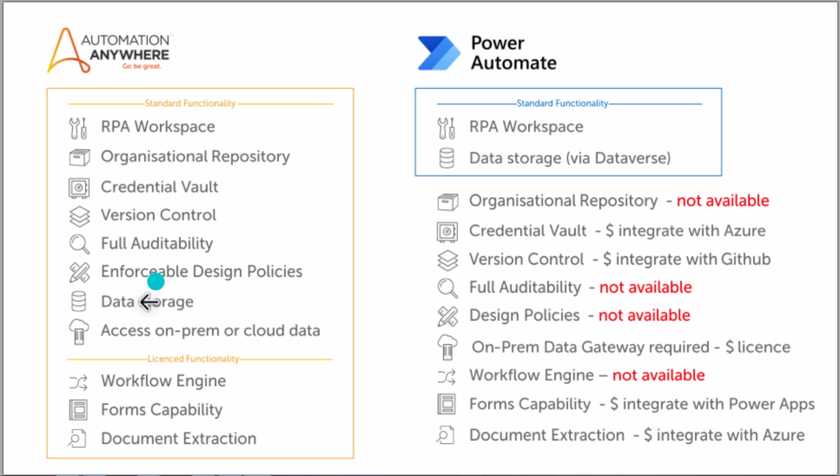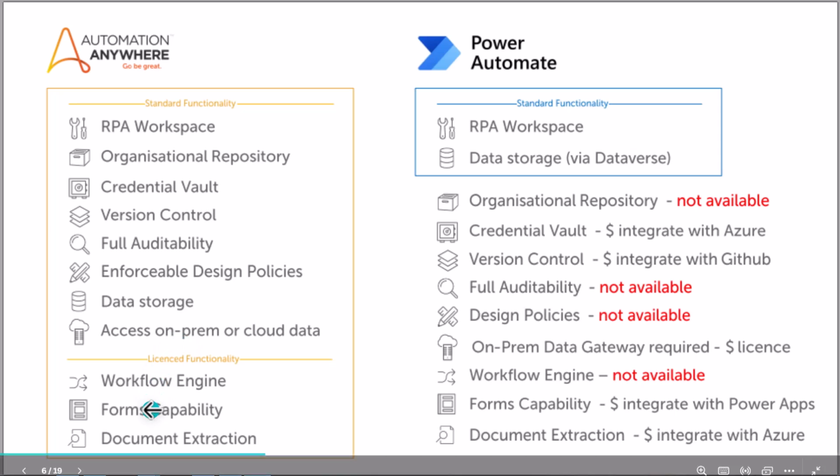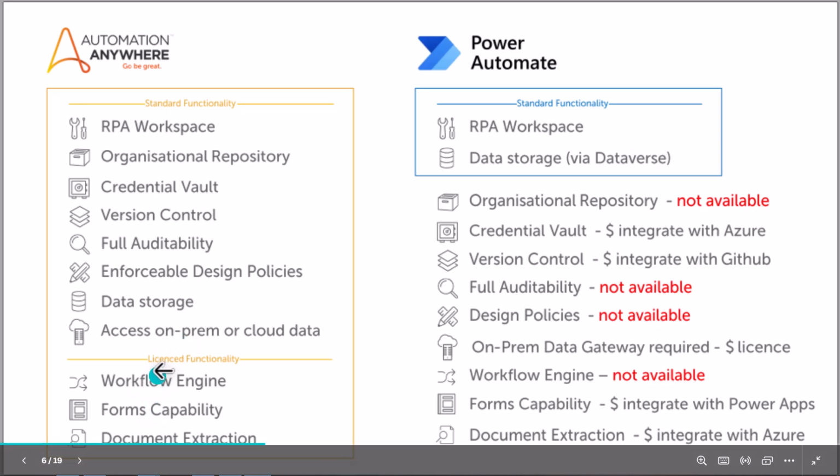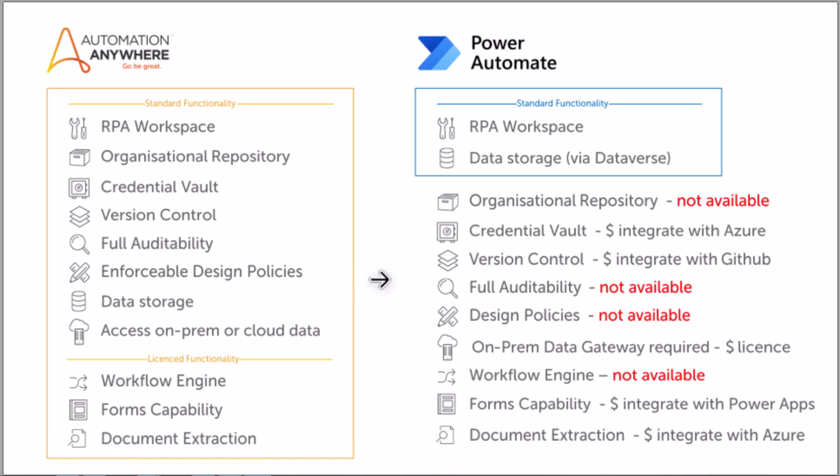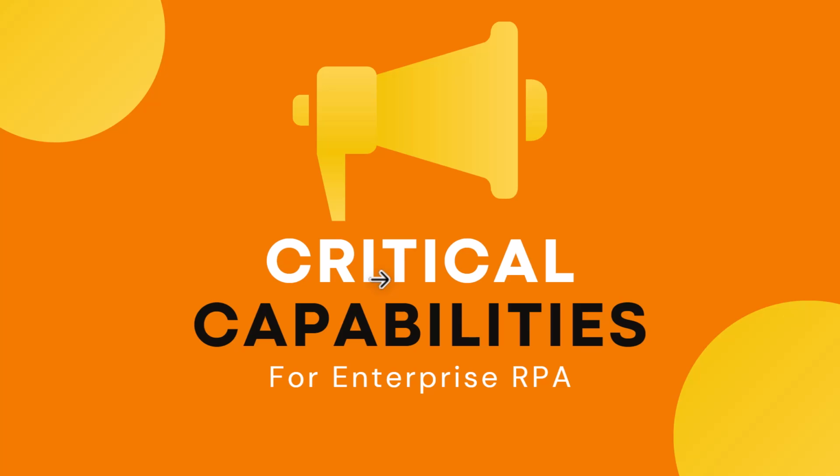In Automation Anywhere, most of the standard functionality is available as part of one complete standard package. If you want to use additional features, like document extraction, workflow engine or forms capability, you can go for additional licenses in Automation Anywhere. This is just a brief. Now we can compare the critical capabilities.